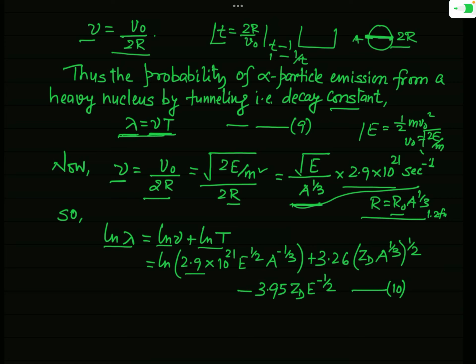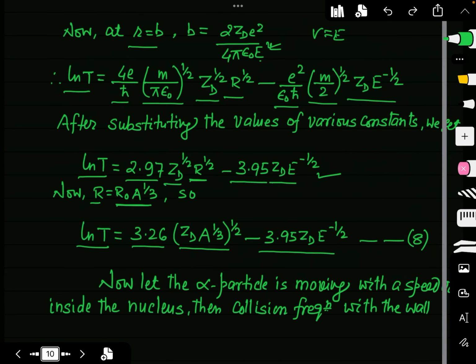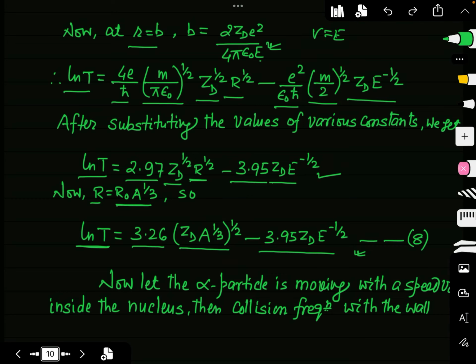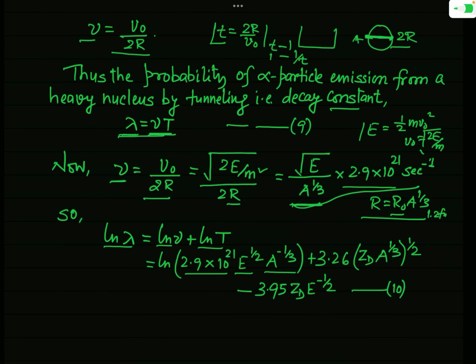This will be ln 2.9 into 10 to the power 21 times e to the power half times a to the power minus 1 by 3 and plus. Now, ln t we have already calculated in this equation number 8. So, let us substitute the value of this ln t in that expression. So, after substituting the value of ln t, you can see this will be 3.26 times ZA to the power 1 by 3 whole to the power half minus 3.95 Z e to the power minus half.